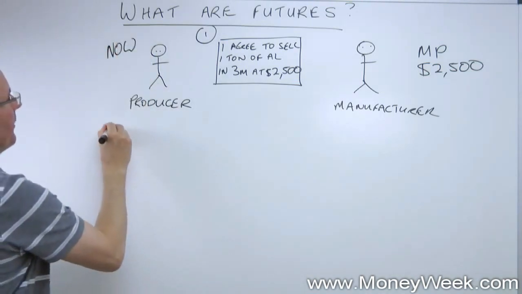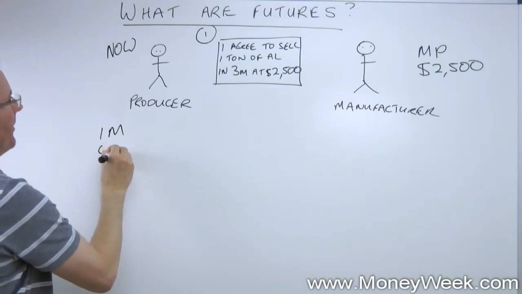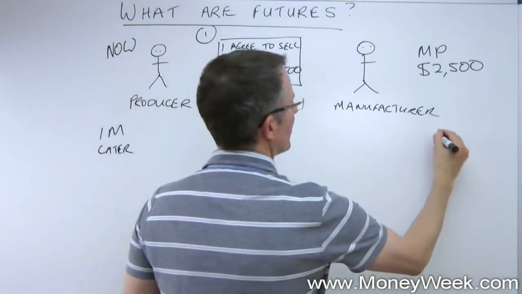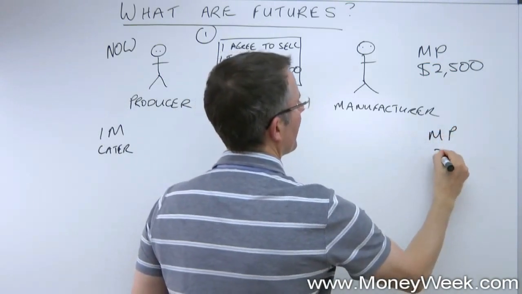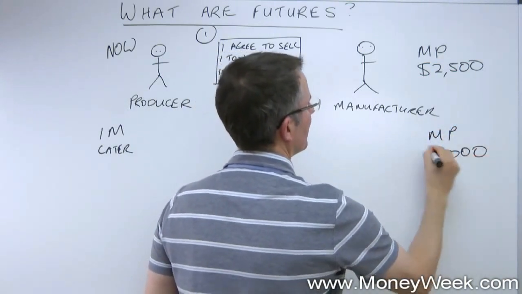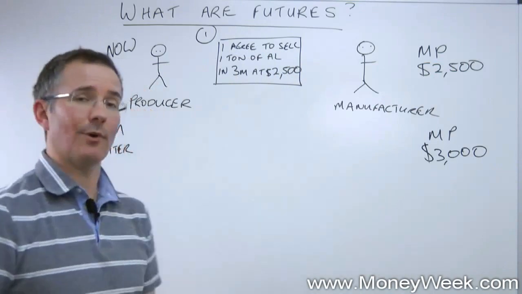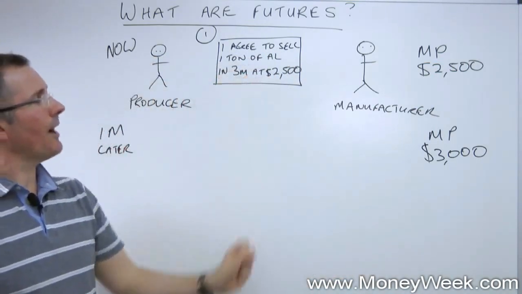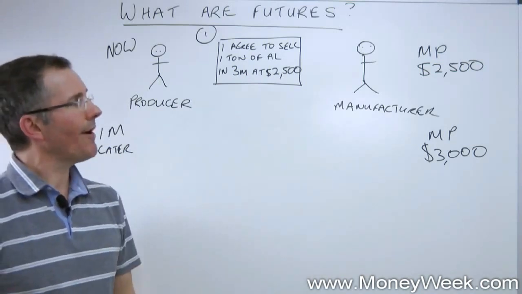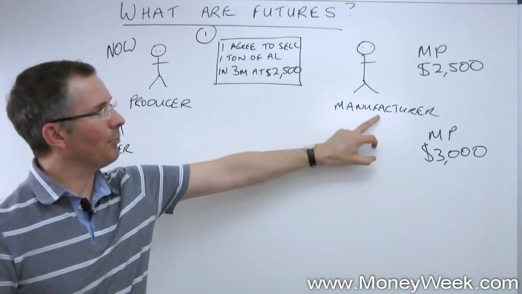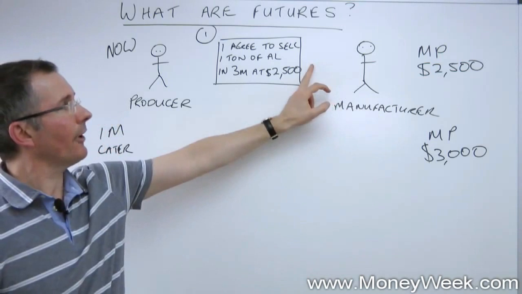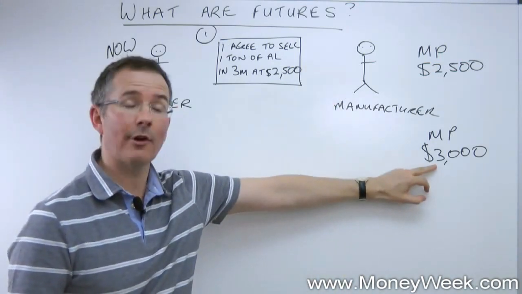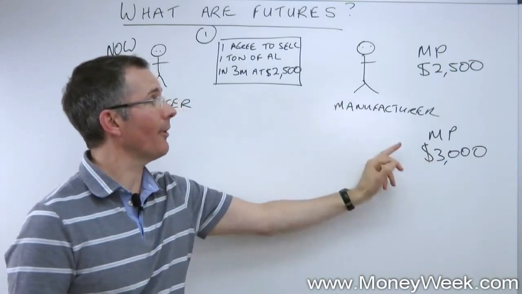Let's say 1 month later, the market price has changed. So the market price of aluminium is now $3,000 a tonne at the London Metals Exchange, wherever you're getting the price from. Okay, 1 month into this contract, we have a winner and a loser already. The manufacturer is thinking, brilliant. This contract means I can buy aluminium for $2,500. The market price has already risen to 3, and we're only 1 month into this contract so far.